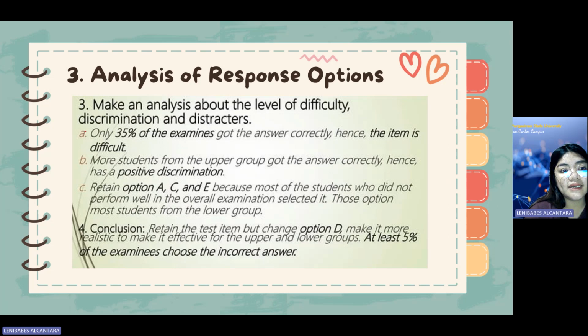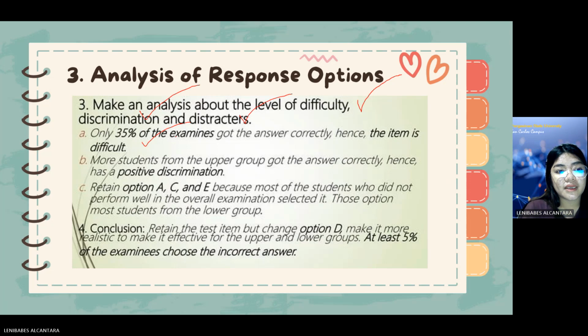See, kanina, sinolve natin ang difficulty index at discrimination. And here are the distractors then. So kanina, ang tamang sagot ay B, if you can still remember. Only 35 of the examinees got the correct answer. Hence, the item is difficult. See? Kanina, 0.35 ang difficulty index natin. So, ang ating conclusion ay the item is difficult.